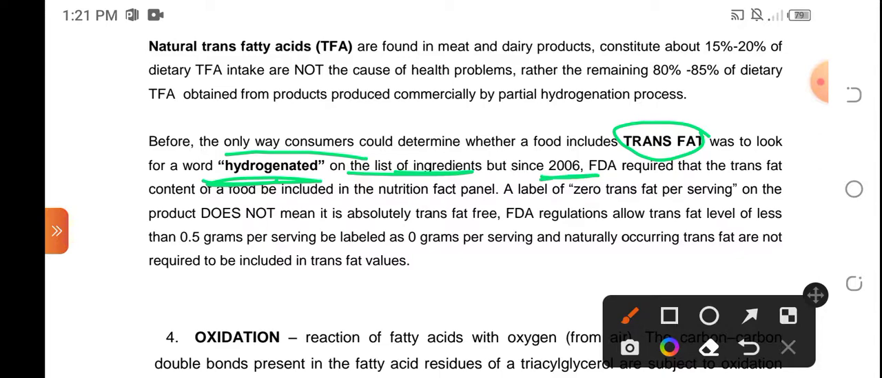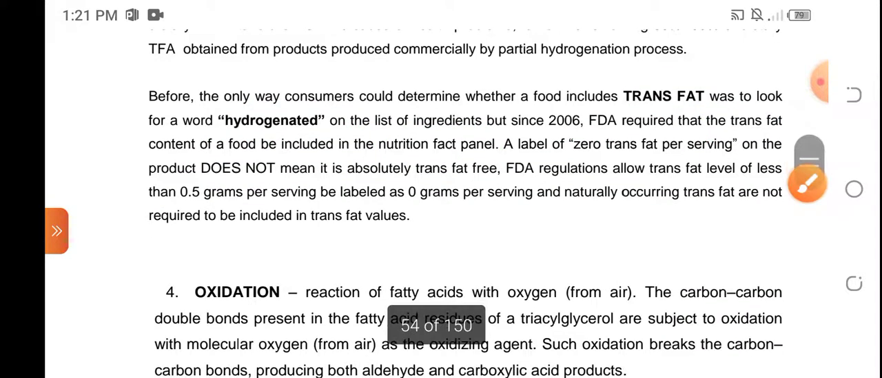However, in 2016, the Food and Drugs Authority required that the trans fat content of the food be included in the nutrition fact label or panel. So makikita na natin dun sa mga nutrition facts label, dun sa mga lalagyan or supot ng mga pagkain natin, meron na tayong item doon, trans fat. Kasi required na yan na kailangan i-declare nila kung meron trans fat yung food na ginawa nila.